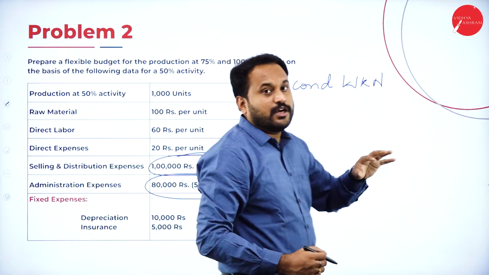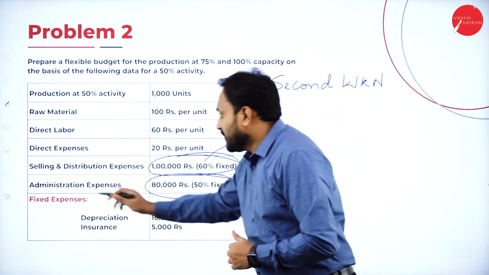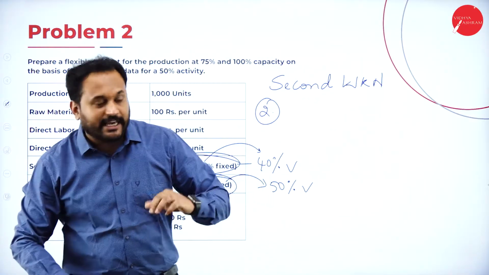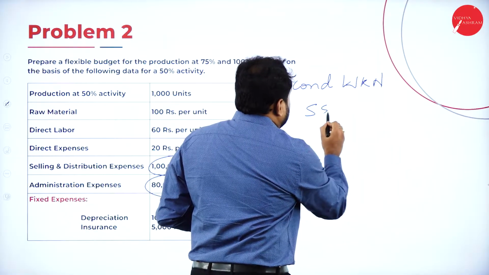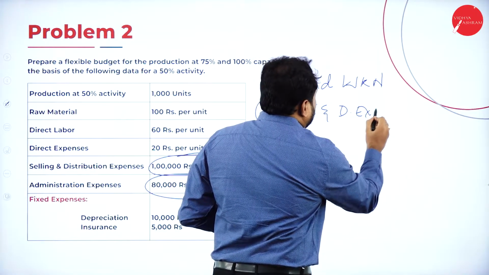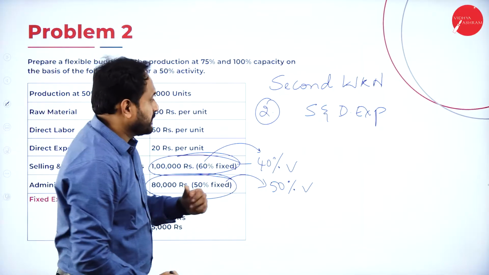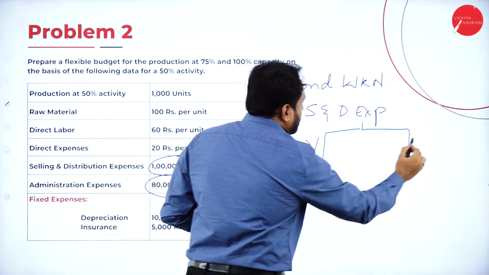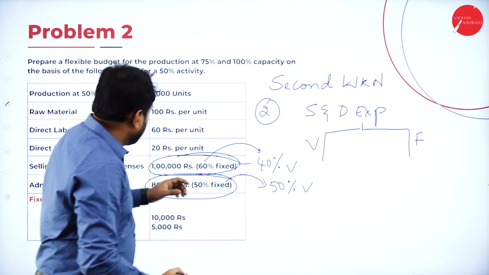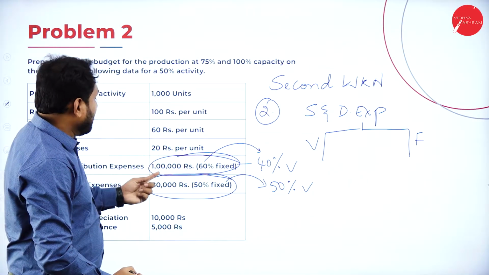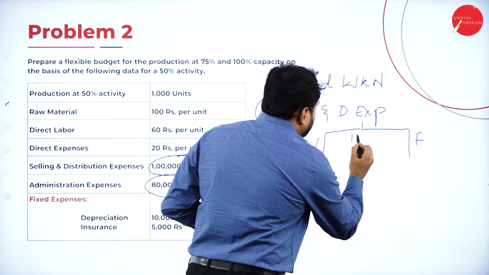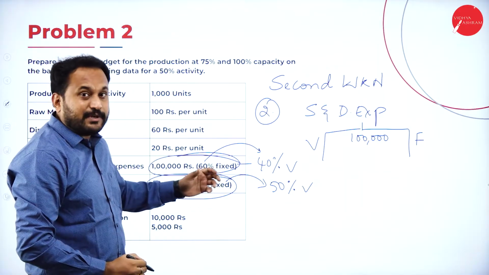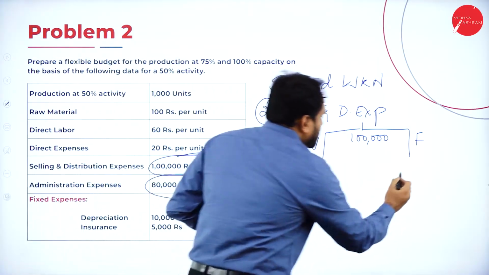The first working note here is selling and distribution expenses. You just write the heading selling and distribution expenses. Divide them into two. Here you write variable, here you write fixed. Now in the problem they have given how much? 1 lakh rupees is what they have given. Write this 1 lakh here. And they have said 60% is fixed. So 60% here you write.